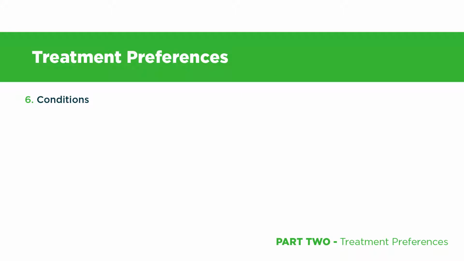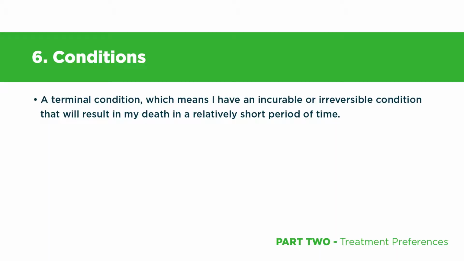The first section of this part is called Conditions. This section specifies the conditions under which the rest of the treatment preferences apply. There are 2 possible conditions, and someone completing Part 2 must select one or both conditions. The first condition is if a person experiences a terminal condition that is incurable and irreversible.